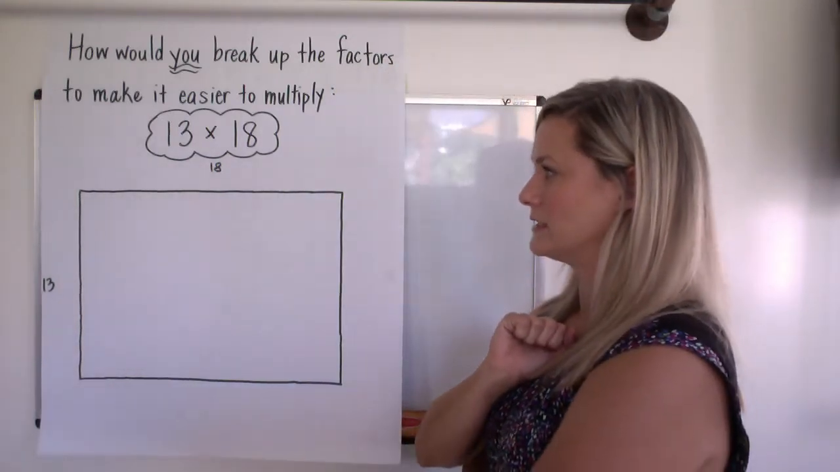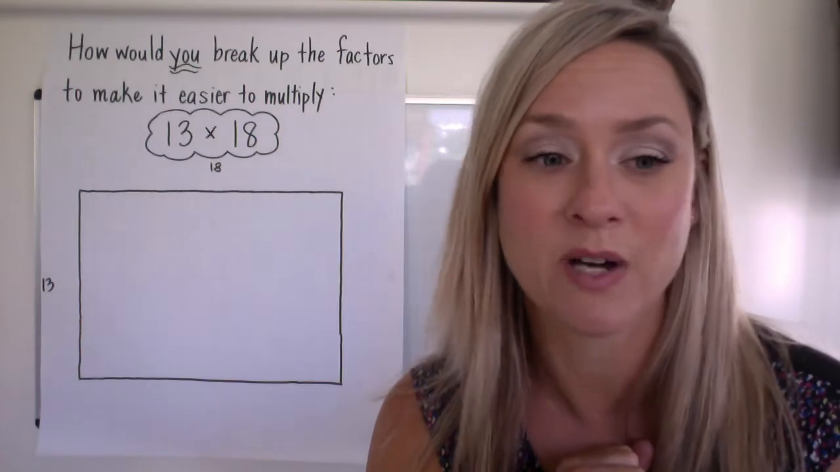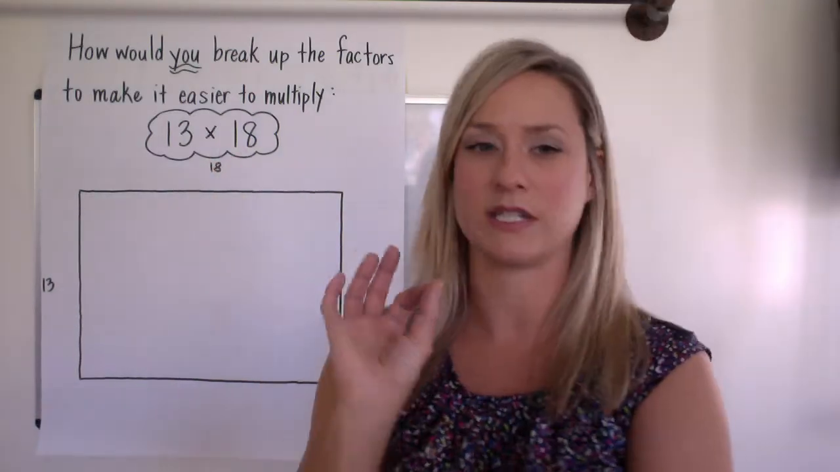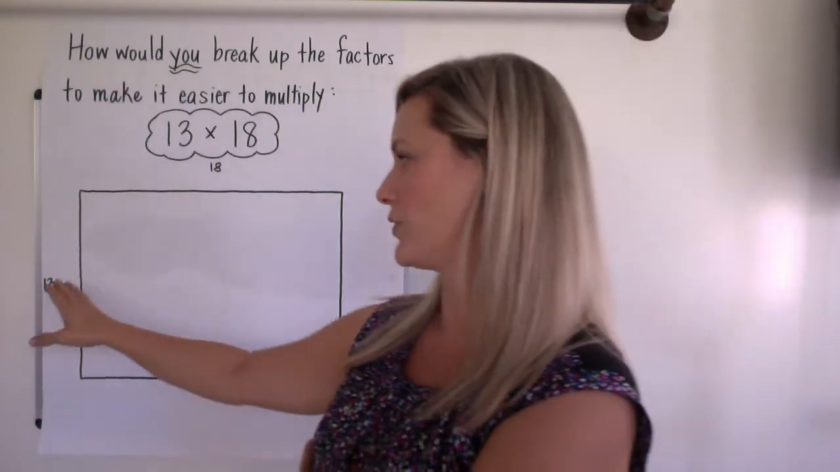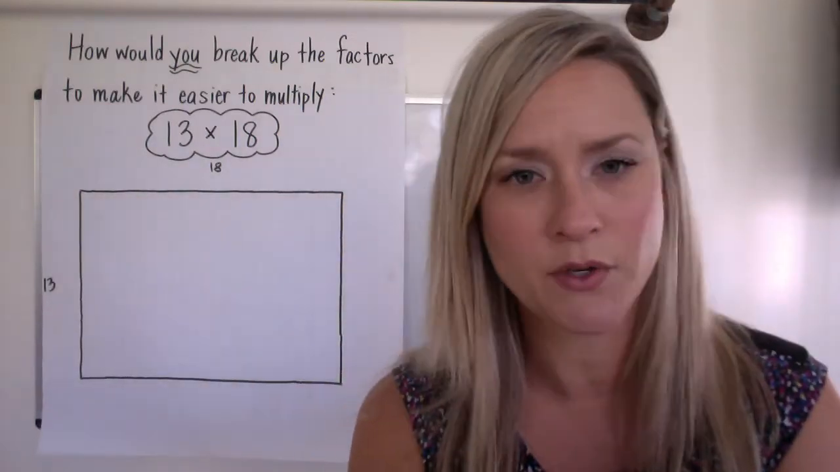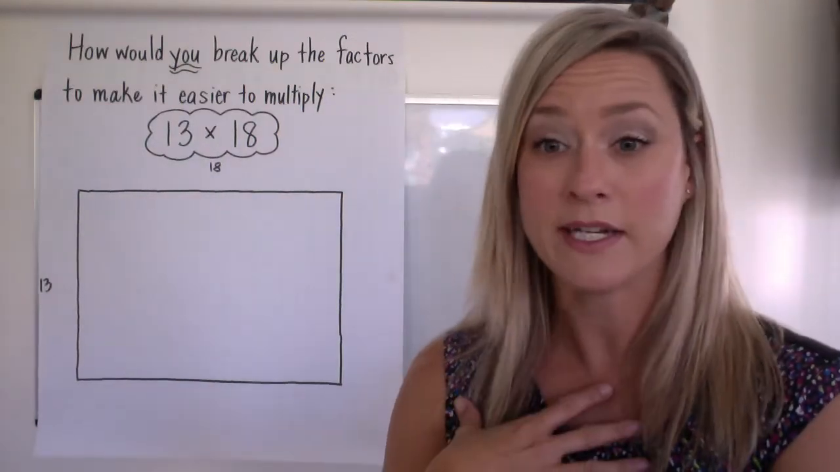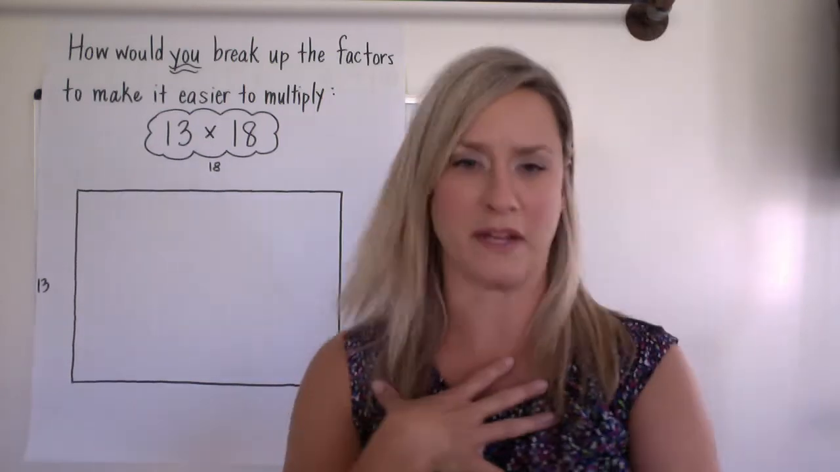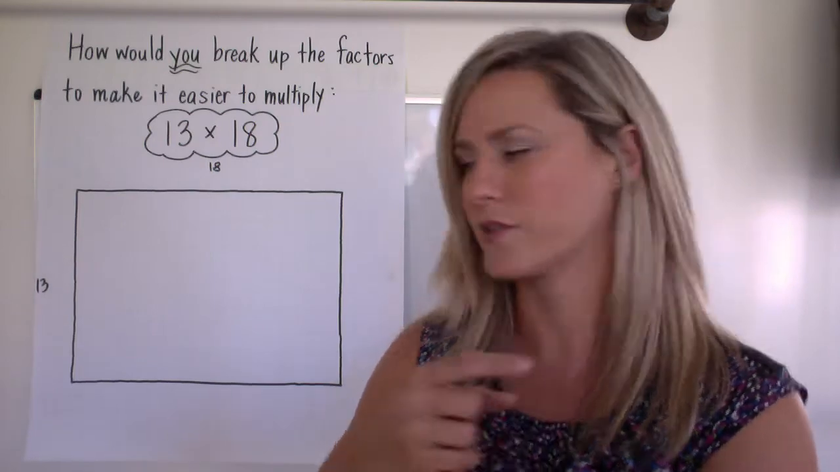Thankfully, we've got numbers that have tens in them, right? So I think I'm actually just going to break up 18 into a 10 and an 8 and 13 into a 10 and a 3. How about you? What are you going to do? It might not be the same strategy for you that it is for me, but this is how I'm thinking about it, okay? And I'm going to guess some of you are doing that too.